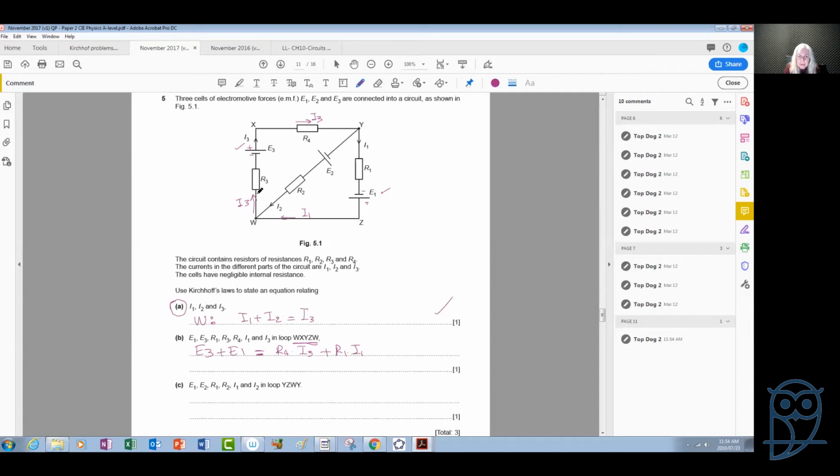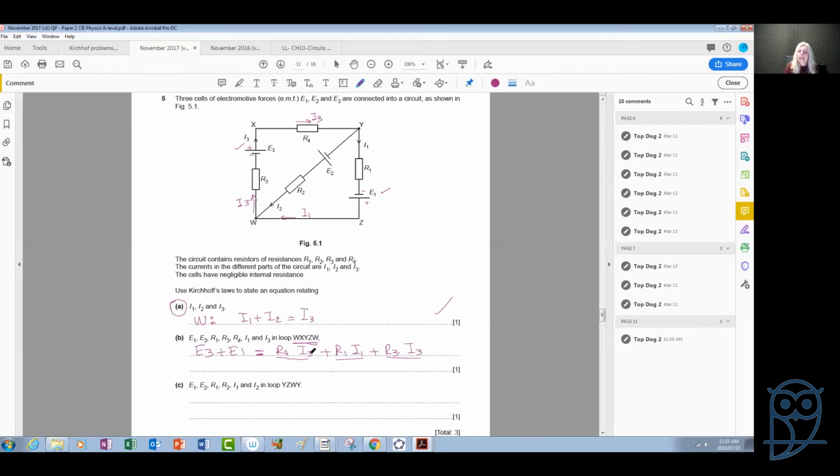And what else? Oh, here we meet another one. We meet the R3, R3 with current I3. We need to add it. R3 times I3. And there's our equation. These are the three potential differences across the three resistors that we met. They're all positive values, according to this direction of currents that we have. So here is this equation that relates all these items that they ask, which is the outer loop.